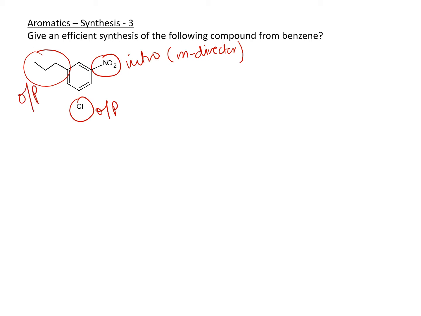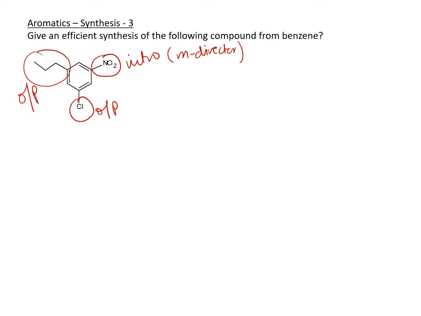Now let's look at the relationship between all of these groups, and all the relationships are kind of meta to each other. So if we have meta relationships to each other, that means that we need to have a deactivator on there first. So here we have to think about what reaction I am going to do first. If you do chlorination first, well, that's an ortho-para director, so we can't do that.